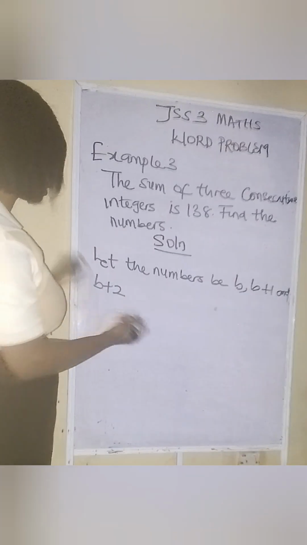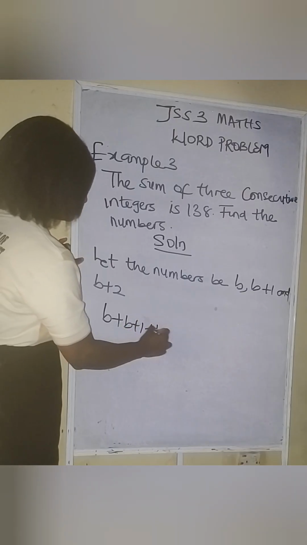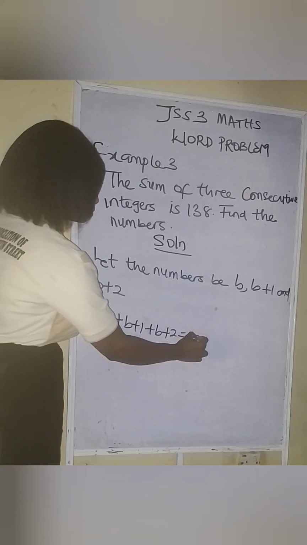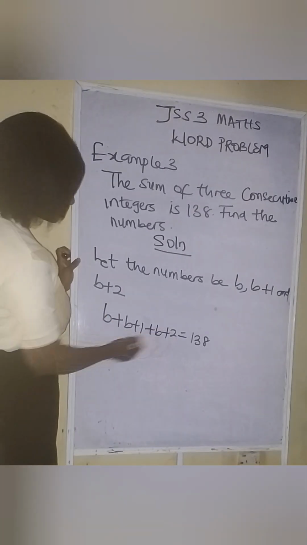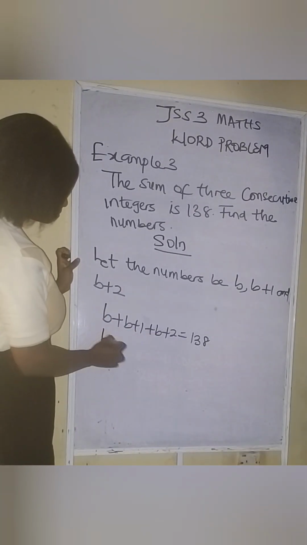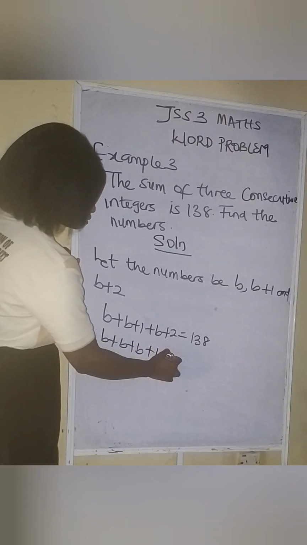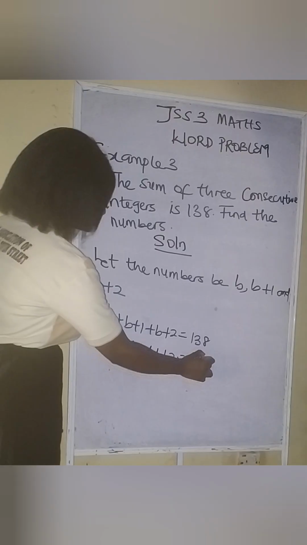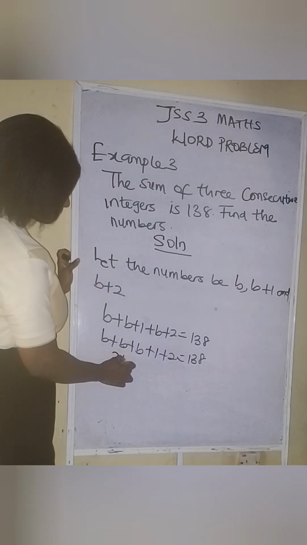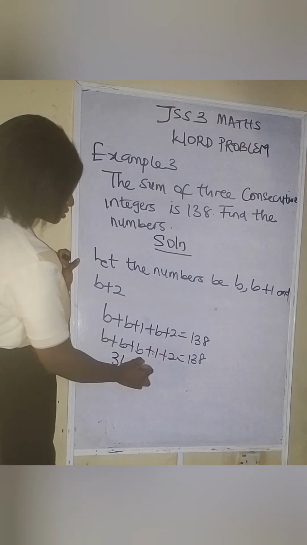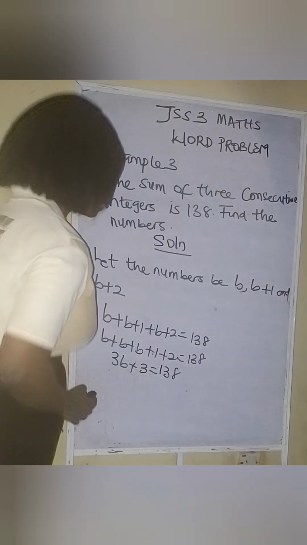So now that will be B plus B plus 1 plus B plus 2 equals 138. We are meant to add them together. Alright, so let's collect like terms. Bring the B's together. That will be B plus B plus B plus 1 plus 2 equals 138. B plus B plus B, we have 3B, plus 1 plus 2 is 3, equals 138.